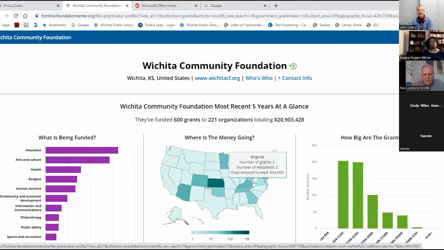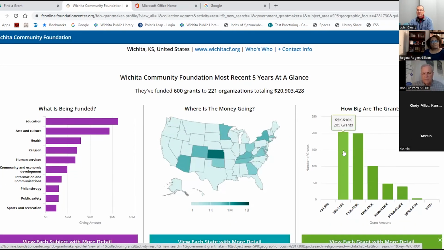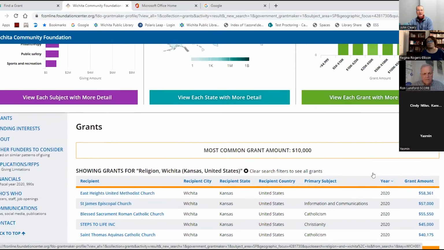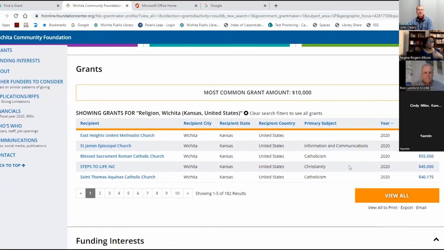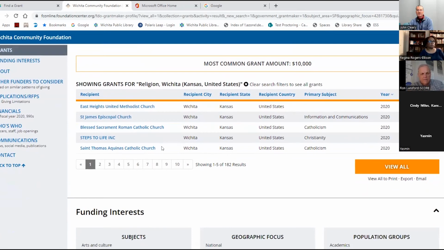But you can see they have given to a few other states around the country, even though this is a local community foundation. Then the chart over here shows how big the grants are, what's typically being funded. So how many grants for 5 to 10,000, 10 to 25,000, 125 and up. Next, it shows you the most common grant amount is around $10,000. And these are some of the different churches and nonprofits that have received grants.